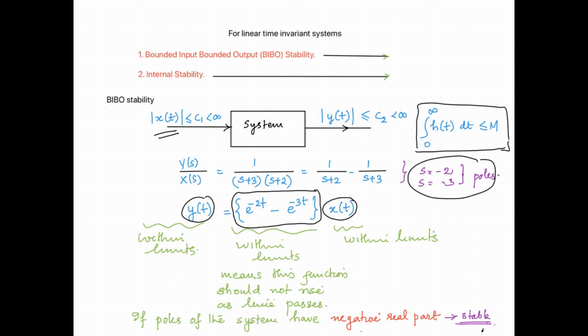So bounded input, bounded output stability in short says the system is inherently stable. If the system as such is inherently stable, it will definitely be bounded input, bounded output stable. For an unstable system, if you give an unbounded input, we cannot expect the system to give a bounded output; naturally the output also will be unbounded. So we need to give a bounded input and check whether we get a bounded output. If that is the case, we can ensure that the system is inherently stable.